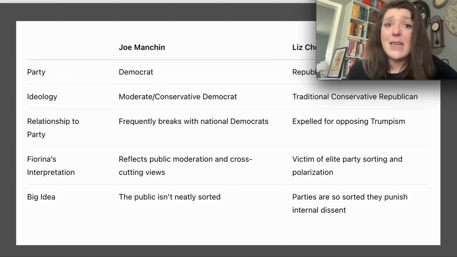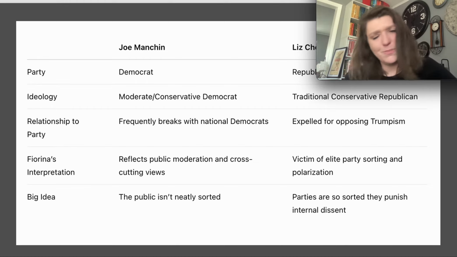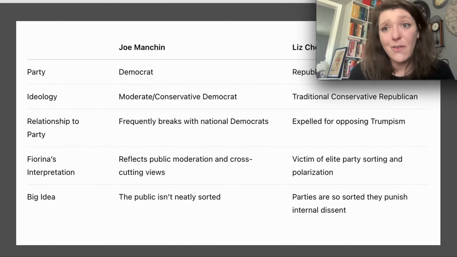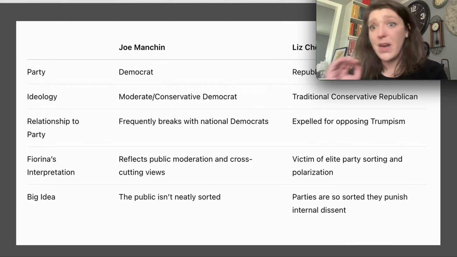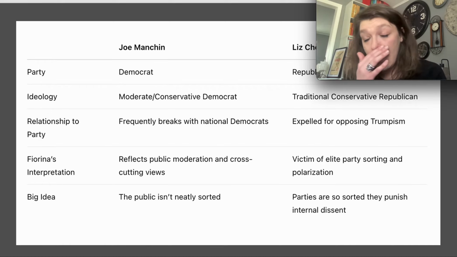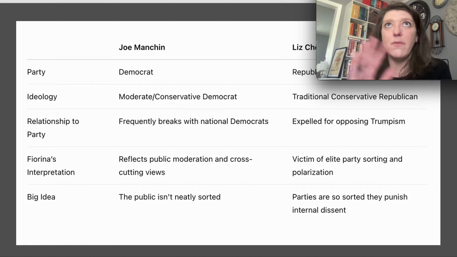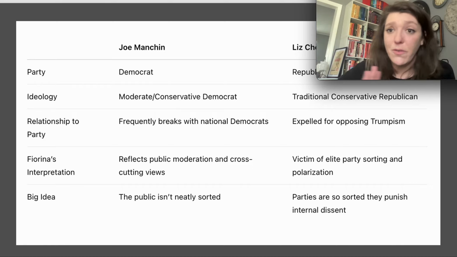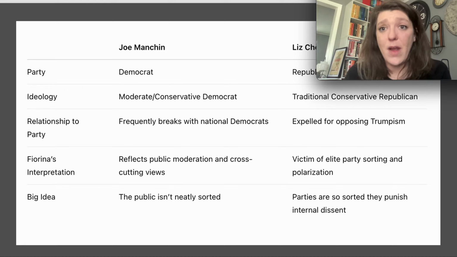And the big idea of this, and what Joe Manchin represents, is that the public isn't necessarily perfectly sorted into these ideological silos, but Joe Manchin's exit shows that the parties might be, because Joe Manchin got a lot of flack for every single time he voted against the Democrats and with the Republicans. And this shows those ideological divides really being created during this time period.